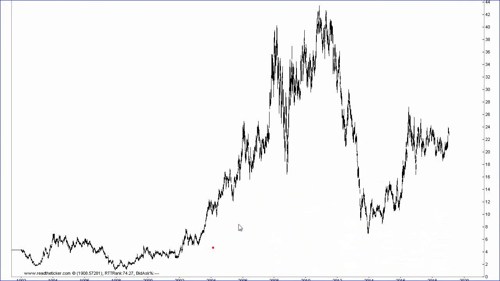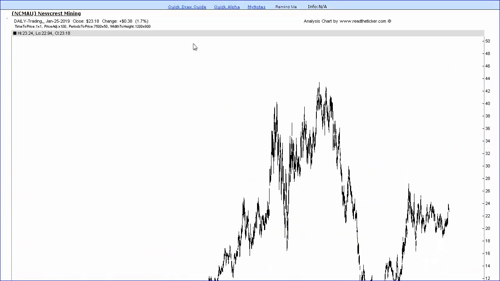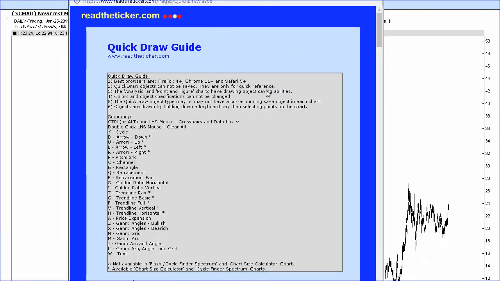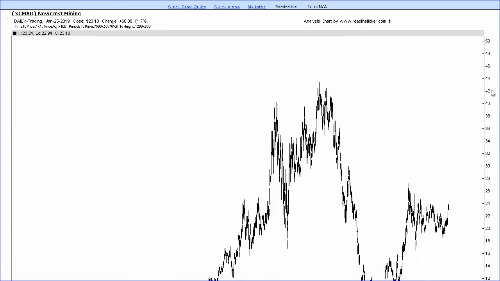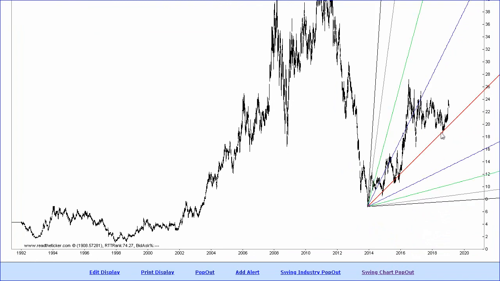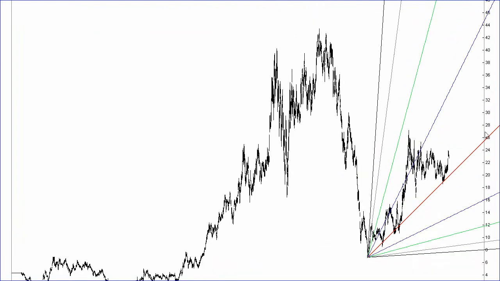What's J? Right. What I'm following is, when I'm talking about M's and J's, I'm actually following the quick draw guide here, and you have the letters down there. You just hold the key down and you can just draw them. Okay. So now we know it's a very bullish chart, with the Gann angles holding the 1:1.